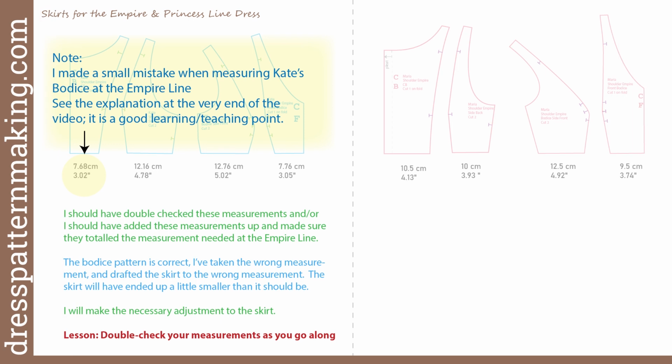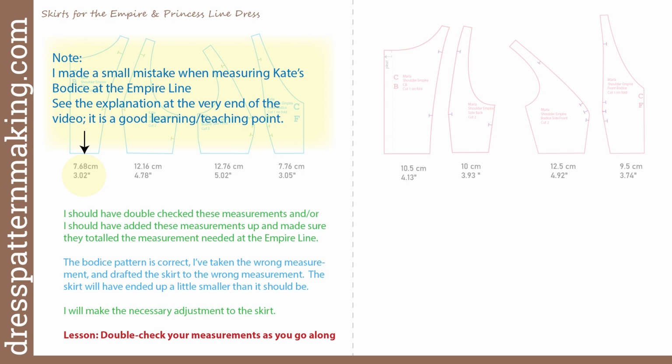I left a note on an earlier slide that I made a mistake when measuring Kate's bodice at the empire line, specifically the centre back bodice piece. The bodice pattern piece is correct, but when I measured it, I wrote down the wrong measurement, or I measured it incorrectly. But that means when I drafted the skirt, I drafted it to the wrong measurement. The skirt will be a bit smaller than it should be at the empire line. Well, I caught the mistake, so I can add that back into the skirt.